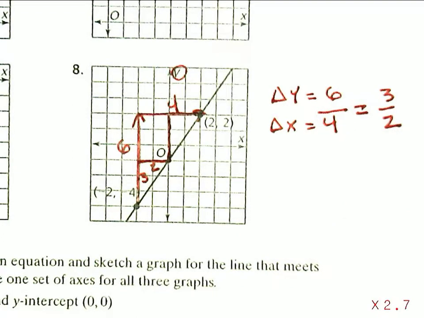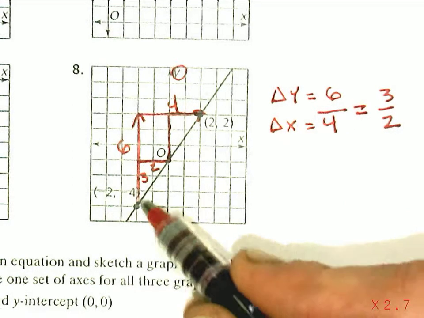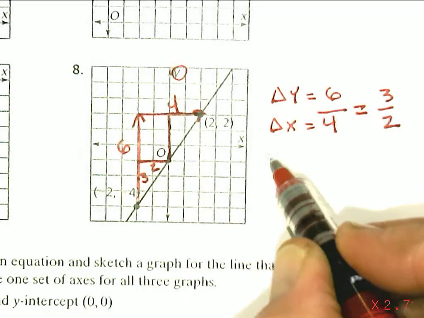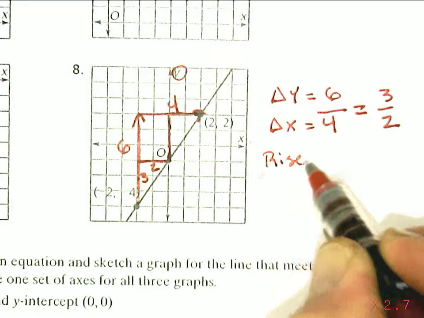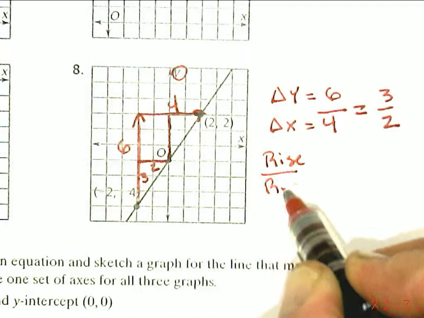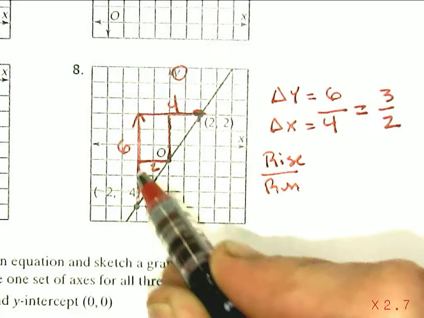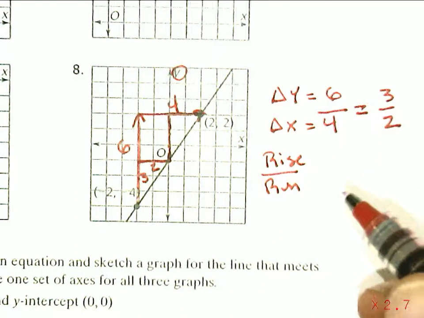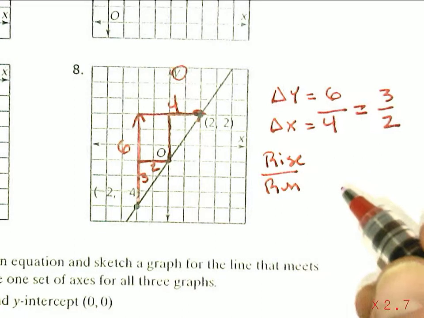And so finding the slope is just seeing how the line is changing, rise over run. We call the slope the rise over the run. In this case it is rising. Sometimes they go down, and so it would be a negative rise. And again, that's my slope.